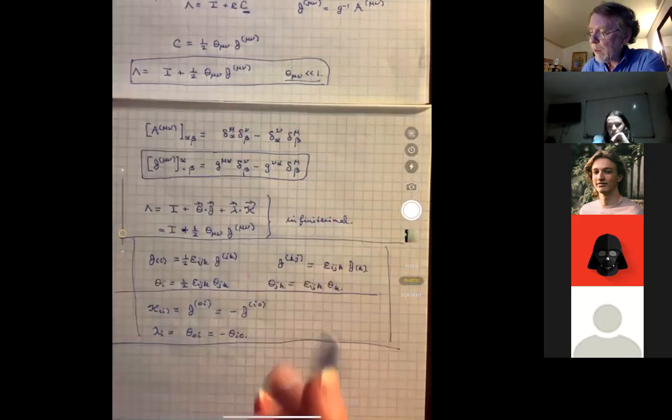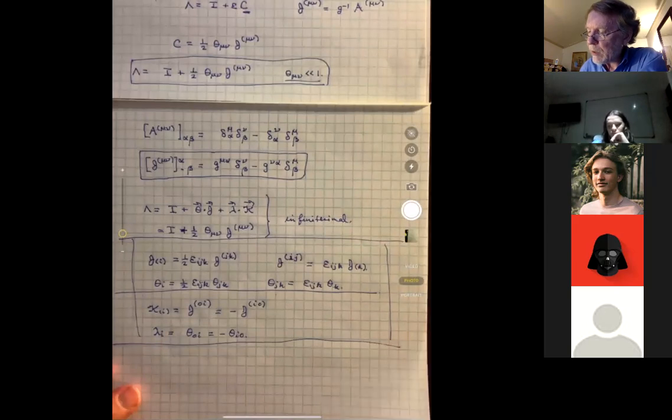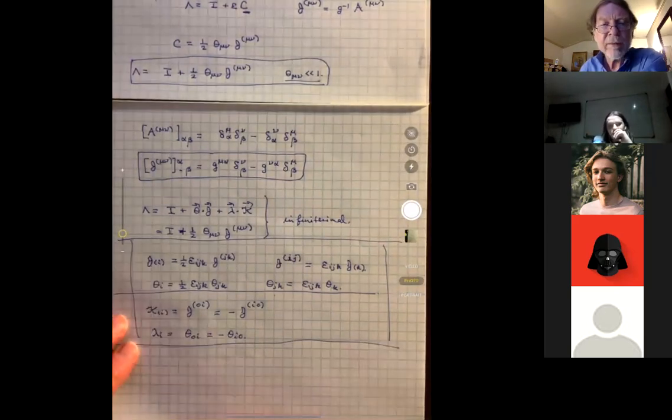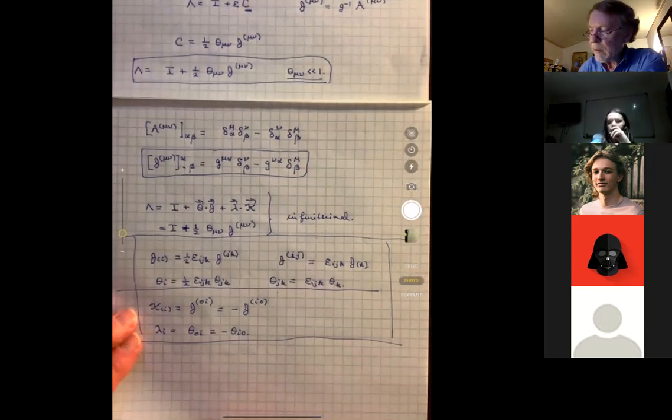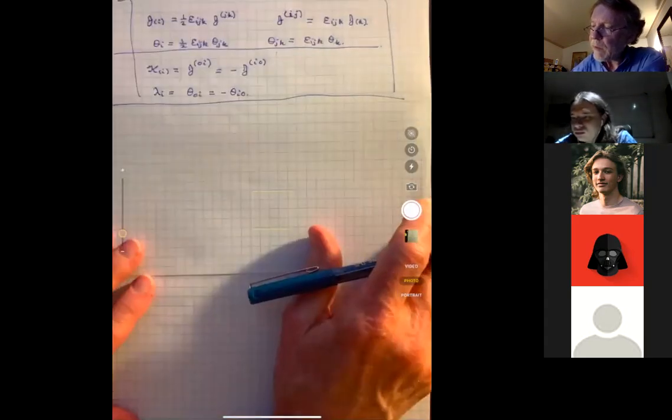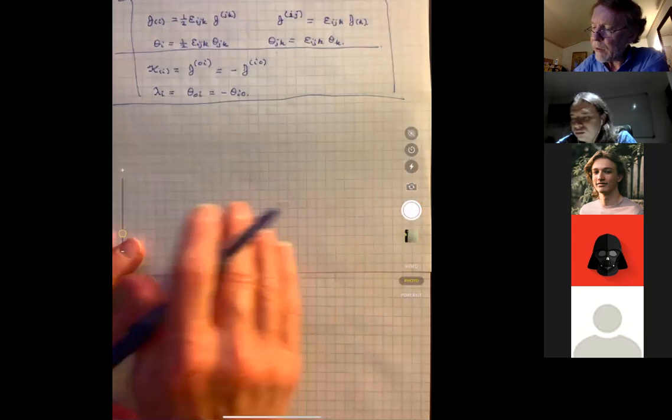All right. This summarizes all I want to say now about infinitesimal Lorentz transformations. Are there any questions about this? Okay. Let me go back to finite Lorentz transformations. We know how to make those.